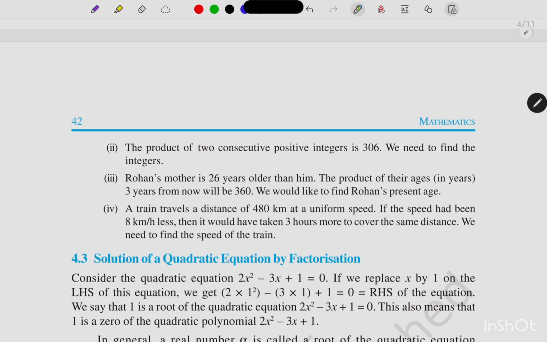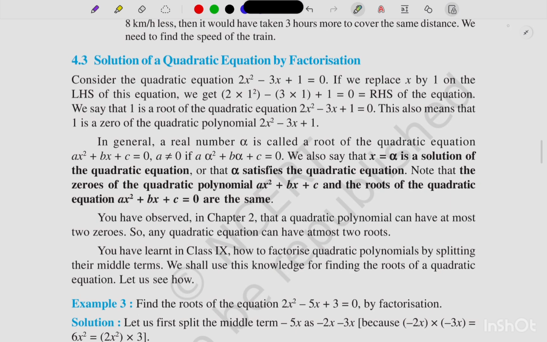If it is 8 km per hour less, then the speed will be x minus 8, and it would have taken 3 more hours to complete, means 480 by x minus 8 equals 480 by x plus 3, that is 480 plus 3x whole divided by x, taking LCM. Okay, and you multiply x minus 8 here. So now we do this, it is equal to 480 plus 6... You could solve this, so I'm not going to do that. I hope you know how to take LCM and solve this.